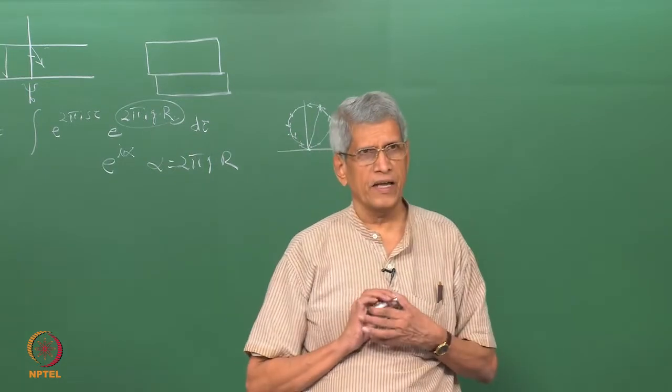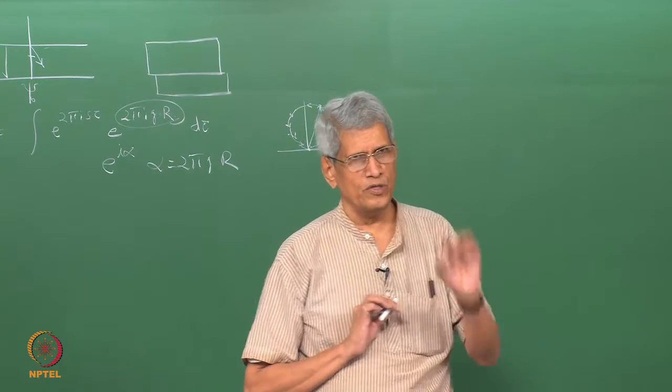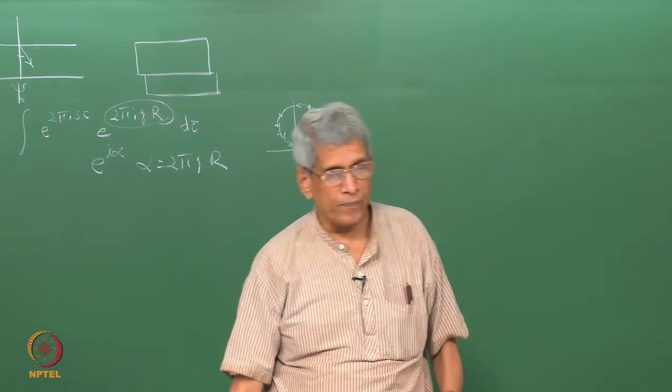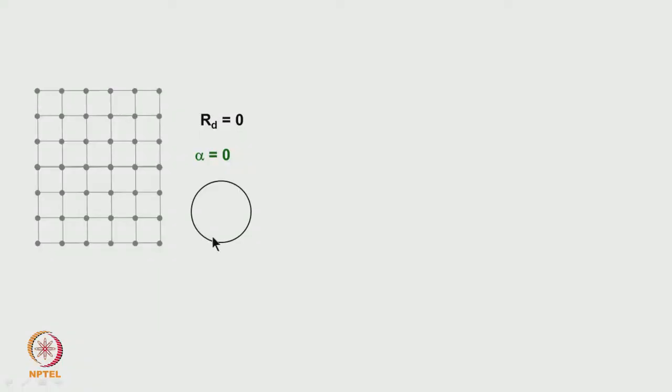Now I am considering a case where the translation which we have introduced is 0. Then what will happen? Then essentially the phasor diagram will be like a circle which will be propagating. This value of alpha will turn out to be 0.